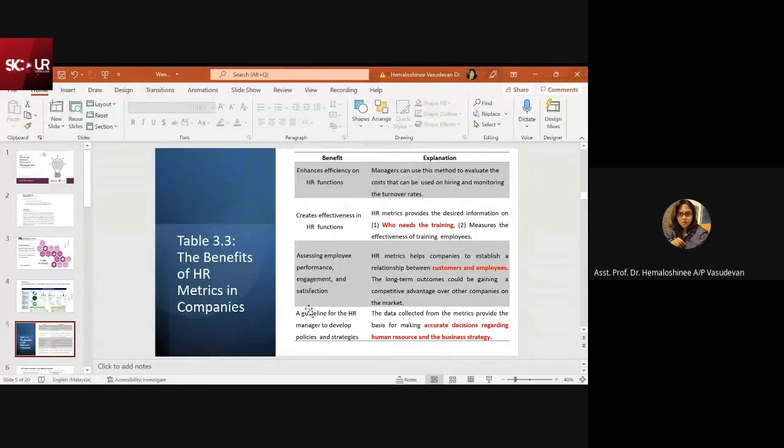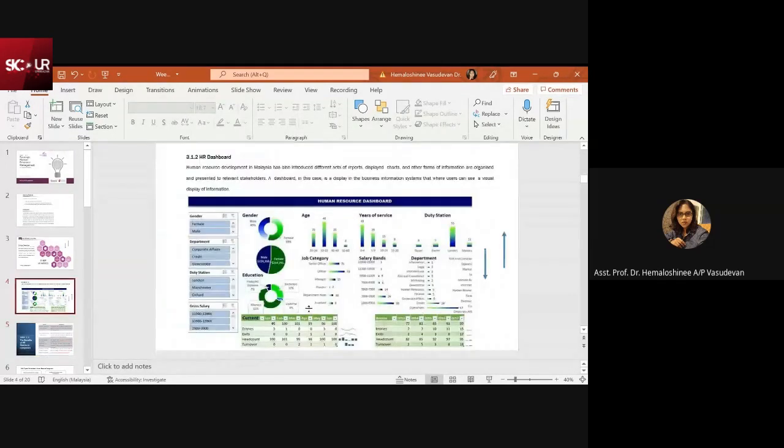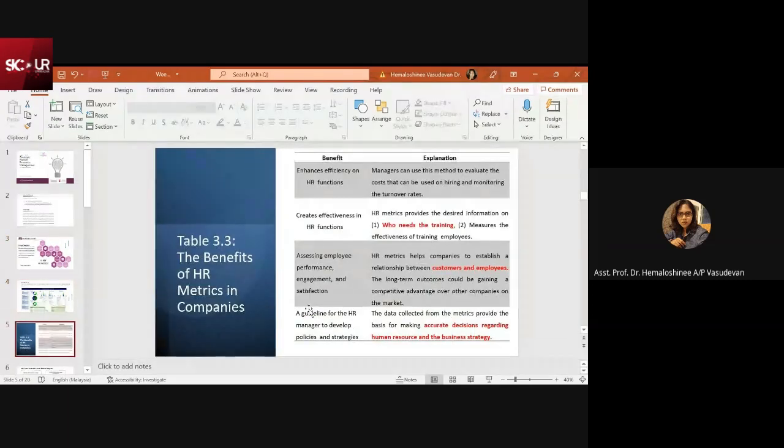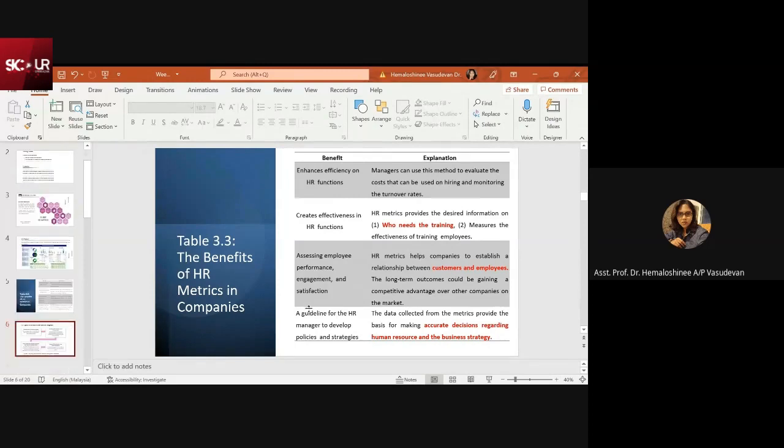Once they have these HR metrics, they will look into the information they can provide. If they have training expenses per employee, they will open up the file and see how much is allocated for each employee's training. So they know who they should send, and how to measure the effectiveness of training employees. That's why we need HR metrics for the training department. So all this is the benefits and explanation of HR metrics.